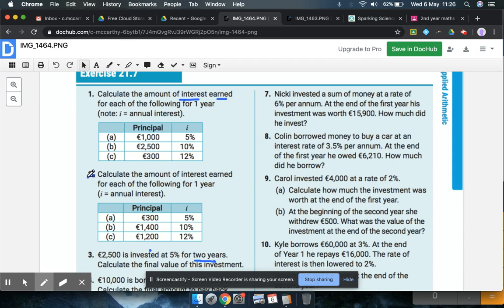I've done question 3. Question 5 would be another good one. So question 2, question 5, and the last one would be question 9. Have a go at question 9. So question 2, 5, and 9.